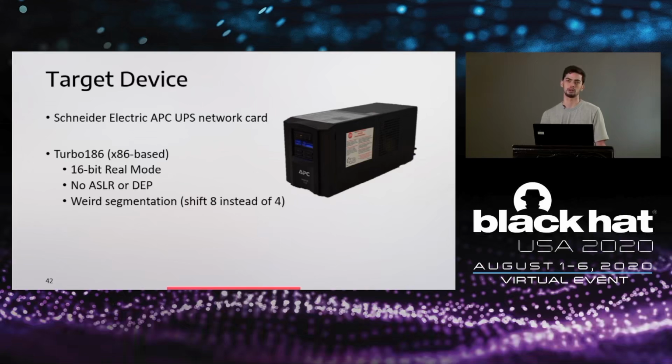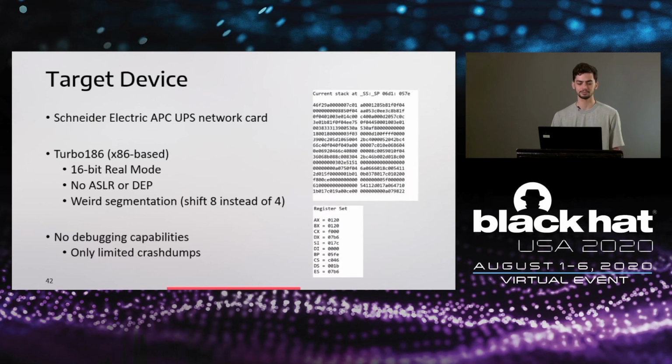The network card houses a Turbo 186 processor. It's an x86 based processor. All code runs in 16-bit real mode, so OS, Treck, app, whatever, everything. Meaning also that it has basically no modern mitigation, so no ASLR, no DEP, making our life a bit easier. One quirk that this processor is different from x86 is that it shifts the segment register by 8 bits instead of 4 bits, and we'll talk about that a bit more later.